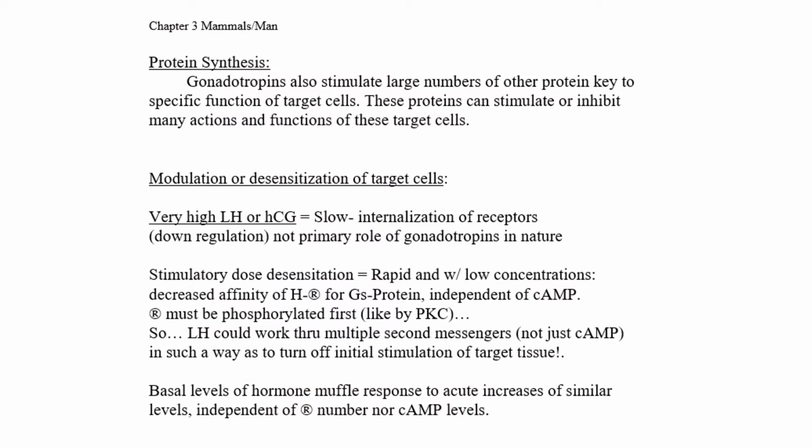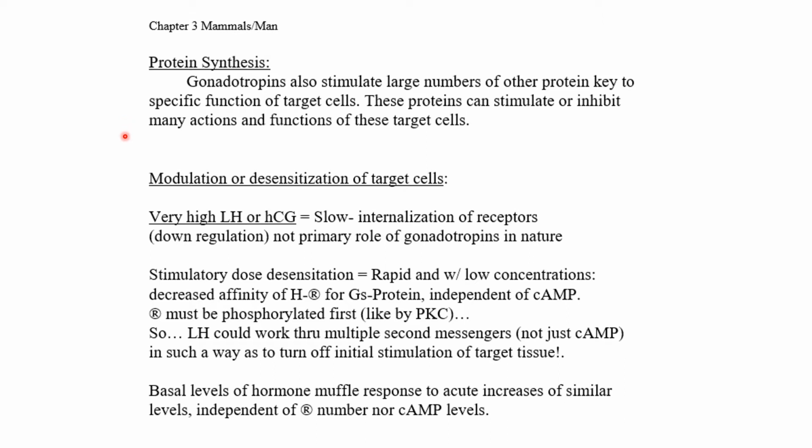So for the most part, LH and FSH stimulate their target cells to produce steroids: testosterone, estrogen, and progesterone. However, gonadotropins also stimulate large numbers of other proteins key to specific functions of target cells. And so don't get to thinking that LH and FSH only cause steroids to be synthesized. For example, in females and in males, one of these proteins is another hormone called inhibin. That's an example of LH and FSH stimulating protein synthesis by their target cells. And so these proteins can stimulate or inhibit many actions and functions of these target cells. So they're important as well.